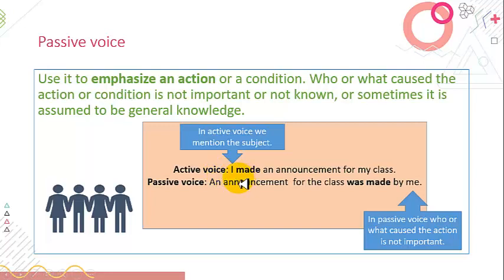The first one, I made an announcement for my class. In passive voice, an announcement for the class was made by me. In the first one, the subject is important. In active voice, we mention the subject, but in passive voice, who or what caused the action is not important. In this case, I said by me, but we can omit this part because the person who or the action that caused the condition is not important.